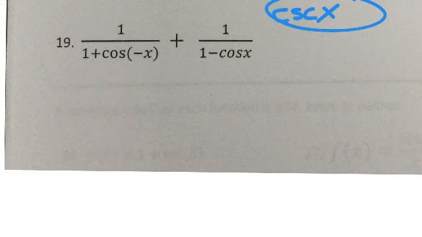So my final answer for 18 is cosecant of x. Okay, and then 19. First thing I noticed, this cosine has a negative argument. So I need to fix that first. When I have a negative in the argument, I pull it out front. Well, for cosine, we just drop it, right? It just becomes a positive. So this is 1 over 1 plus cosine of x plus 1 over 1 minus cosine of x.